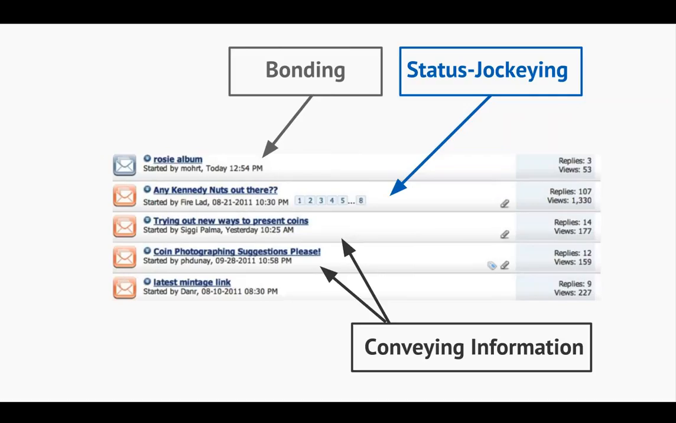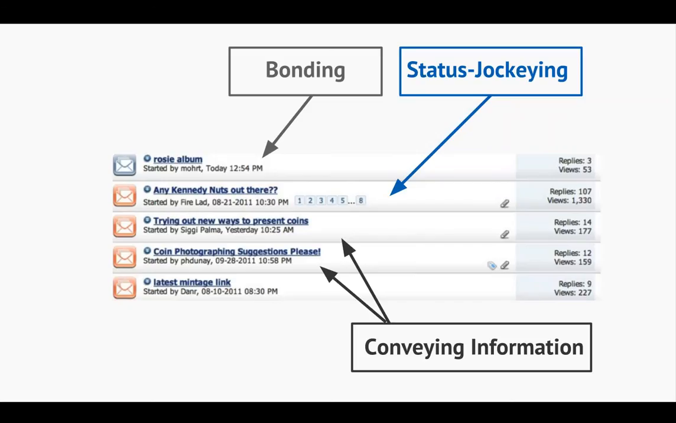So this is an example from a community called Coin Talk. It's for people that absolutely love to collect coins. A bit wacky, but it's a great community. So what do you notice here? Well, what you notice is that you can see the different kinds of discussions in action here. You can see the discussions that are just there conveying information. You can see the discussions that are bonding related discussions. You can see the discussions that are status jockeying discussions. And what you notice, by the way, is that the discussions that convey information are usually not the most popular type of discussion. But yet these are almost in every kind of community the discussions we're most likely to create.